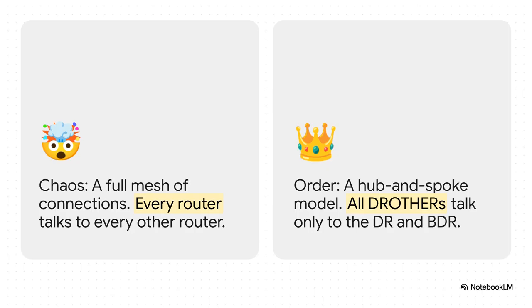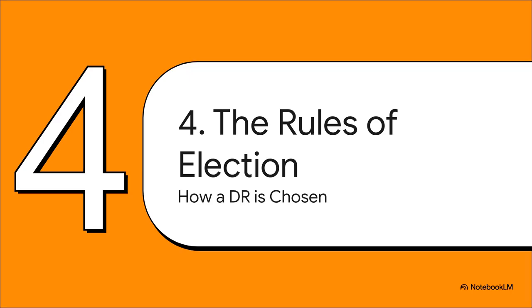That tangled mess of over 1,200 relationships is just gone. Now, each regular router only has to worry about maintaining two important connections. It is a huge optimization. Okay, so we get why the network desperately needs a DR and a BDR.